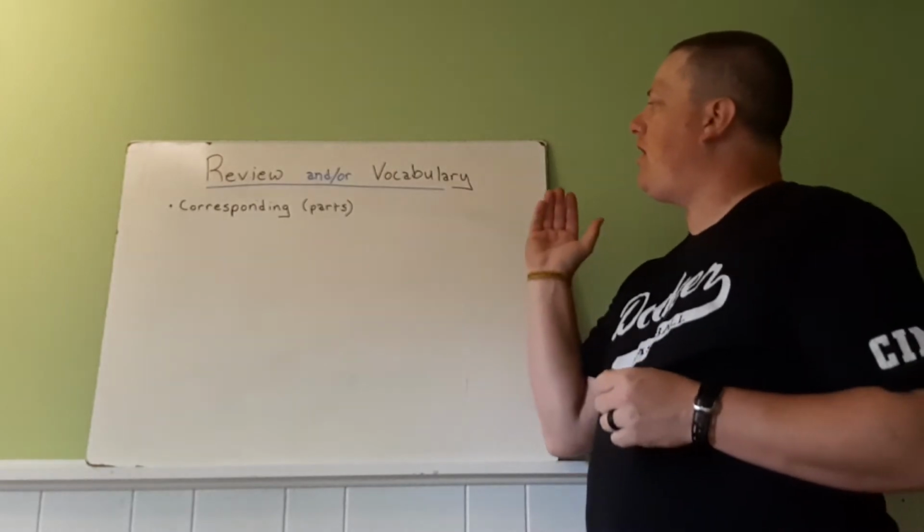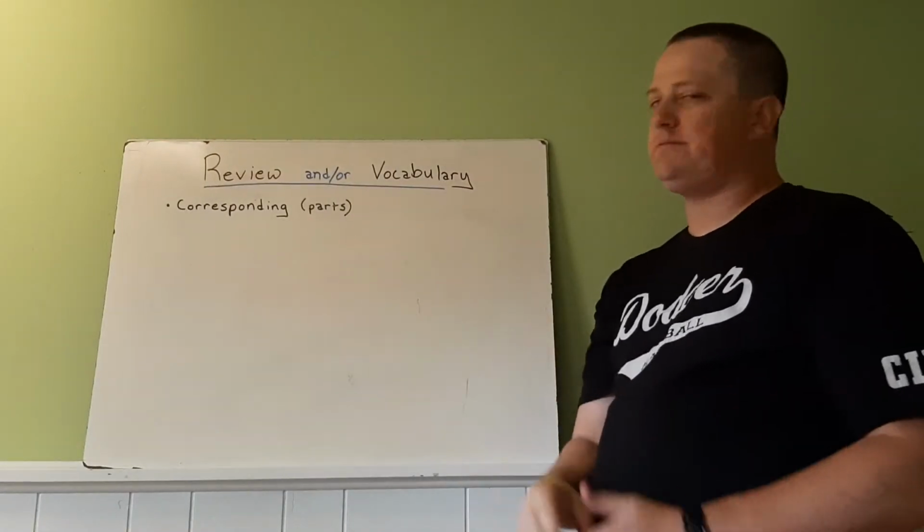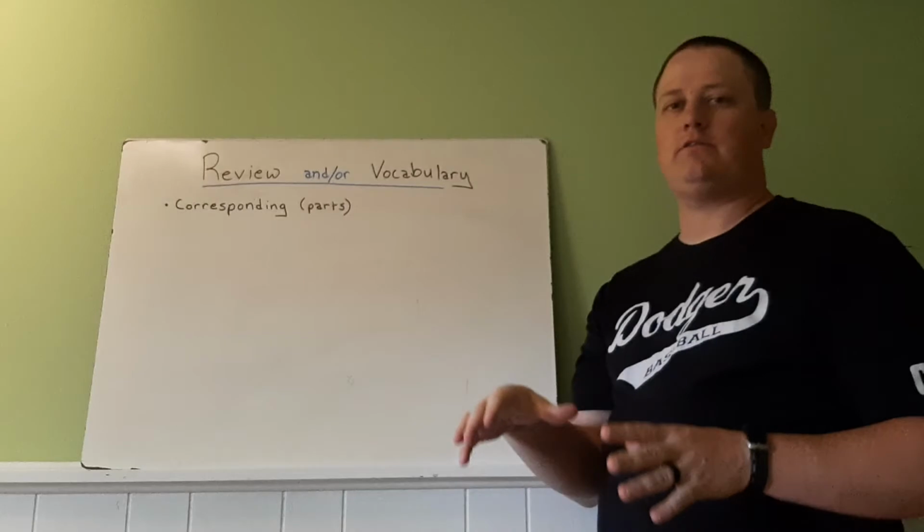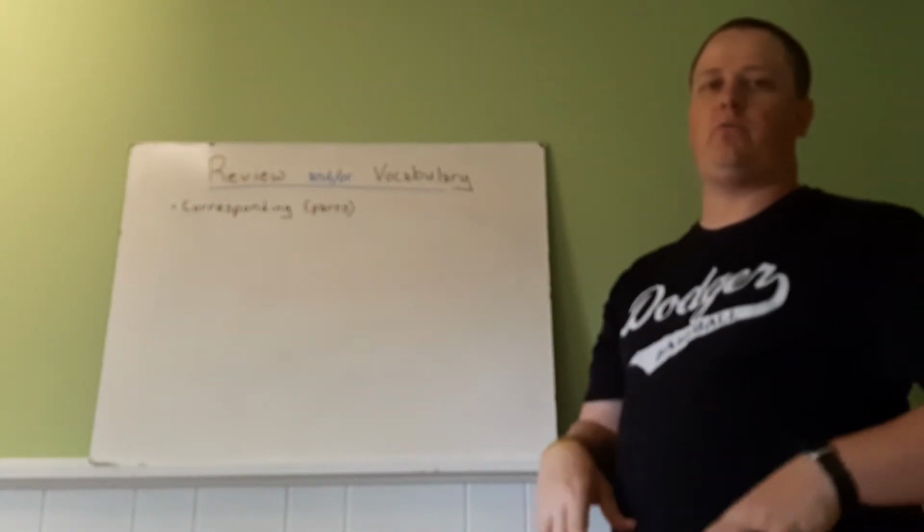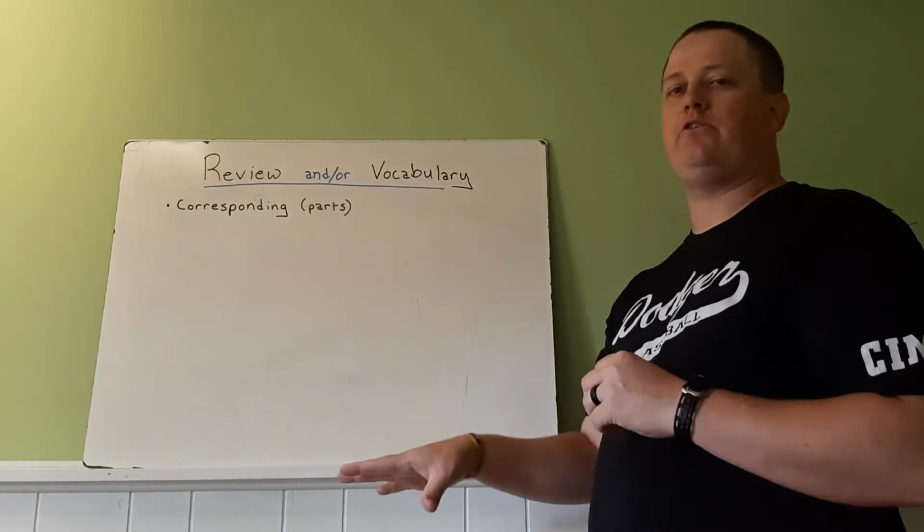Okay, our review vocab is still corresponding parts. Remember, those are the parts that fall on top of each other when a rigid transformation takes a figure onto its image in some way.